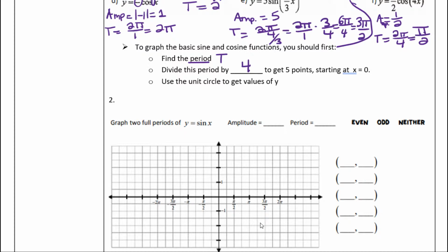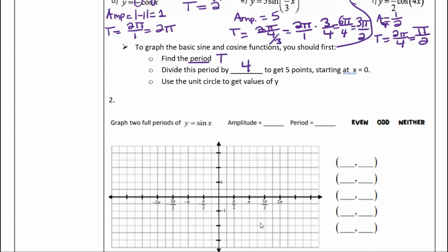We divide by 4 just to get 5 points, because 5 points is usually a good starting point for graphing sine and cosine. If you want to get 6 points, you would divide by 5. If you want to get 7 points, divide by 6. But try to get a minimum of maybe 5 points so you can get a good graph.